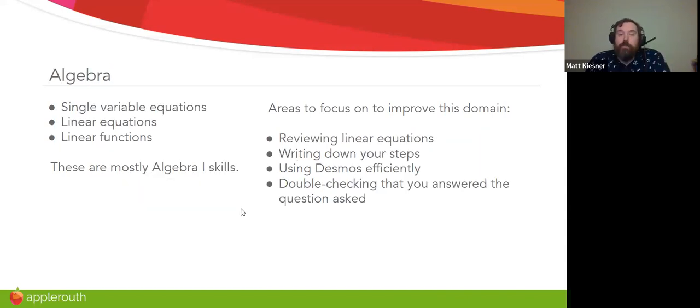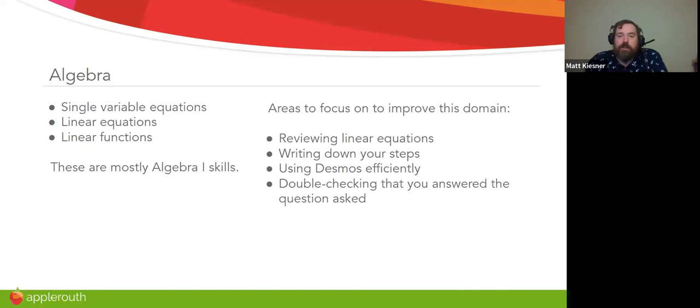All right, so we'll move on to the math section here. So algebra is basically algebra 1 skills. There's going to be single variable equations, linear functions, graphing linear things. And for a lot of students, it might have been a couple years since you've taken algebra 1. So make sure you're reviewing and are comfortable with linear equations and how to determine slope and perpendicular slopes, and working with linear systems.